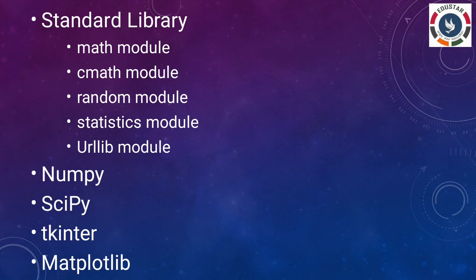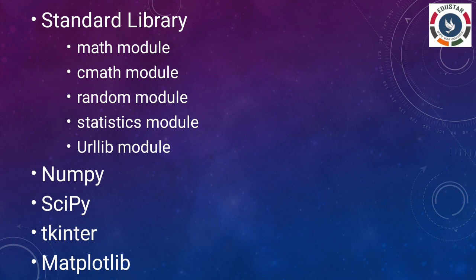What are the default standard libraries? The math module, cmath module, random module, statistics module, and urllib module. What is the use of the math module? It is used to provide mathematical functions. If you want to find out the value of pi in a program, that time we use the math functions.